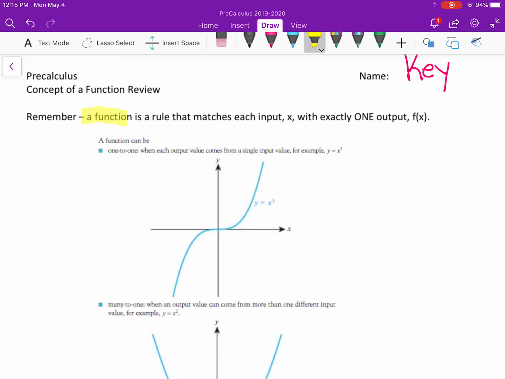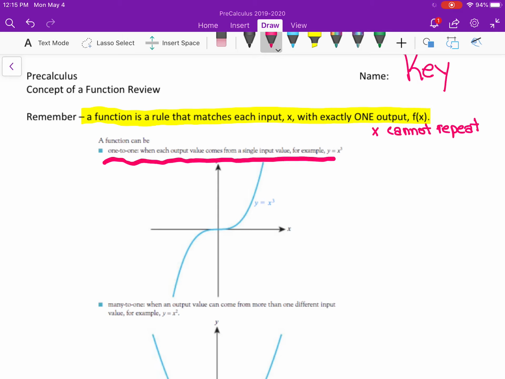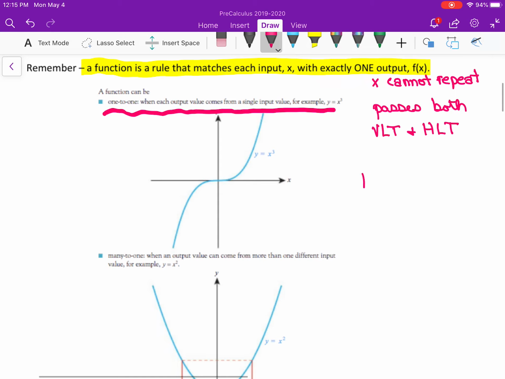So remember that a function is a rule that matches each input with exactly one output. So x cannot repeat. All right. Also, a function is one-to-one when each output comes from a single input. So one-to-one means that it passes both the vertical line test and the horizontal line test, meaning the graph itself is a function and the inverse is also a function.